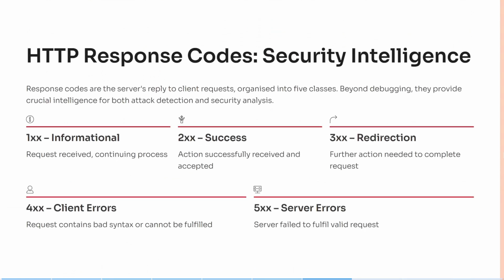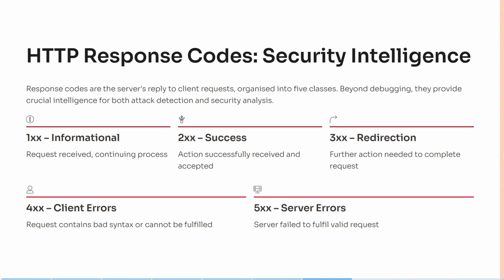HTTP response codes security intelligence. Response codes are the server's reply to client requests, organized into 5 classes beyond debugging. They provide crucial intelligence for both attack detection and analysis.